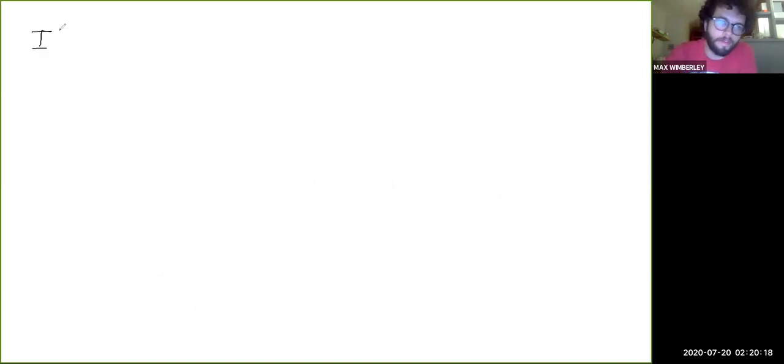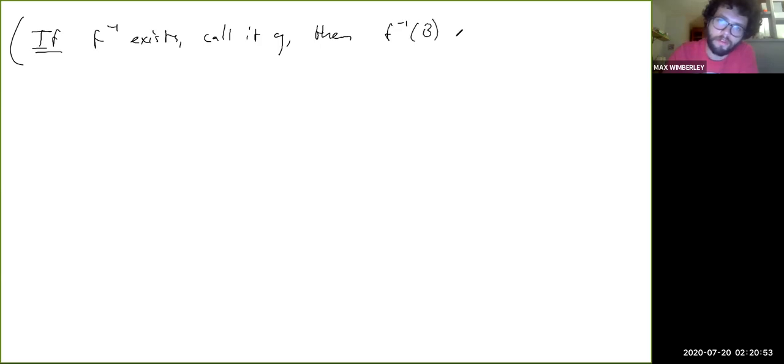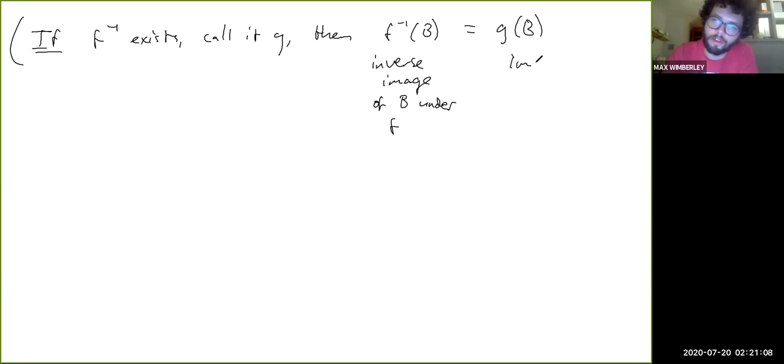Now, one thing you can say is if f inverse exists, then, just to avoid the confusing notation, let's say if f inverse exists, call it G. Then f inverse of B, this is the inverse image of B under f, equals G of B. This is the image of B under G.